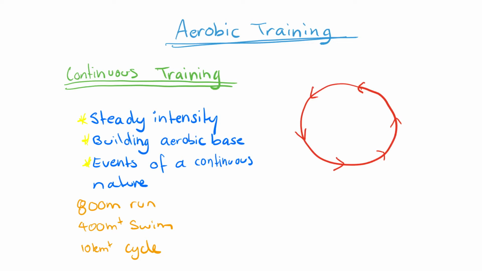Now the continuous training method is just a concept of training continuously for longer periods of time at a steady intensity. This allows athletes to build their aerobic base. So athletes that might be returning to play after injury or after an off-season might use continuous training to build that aerobic base up again. And obviously this base is important for events of a continuous nature, such as an 800-metre run, athletes who are swimming more than 400 metres, or cyclists who ride more than 10 kilometres.